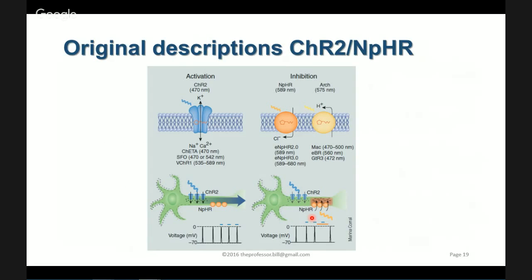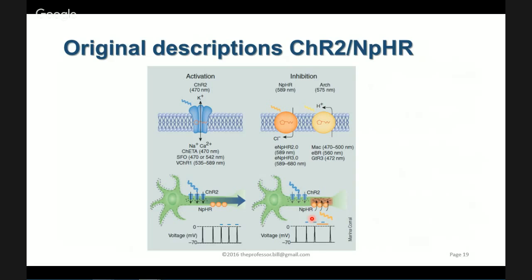So when they went back and looked at the different types of algae that were expressing different types of opsins, and these are all examples of opsins. These are proteins that act as channels, and these channels open in response to light. And that's what an opsin does. It's like the rhodopsin in your eye. Your rhodopsin responds to flashes of light.